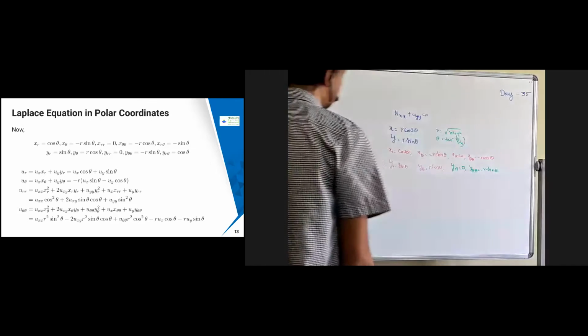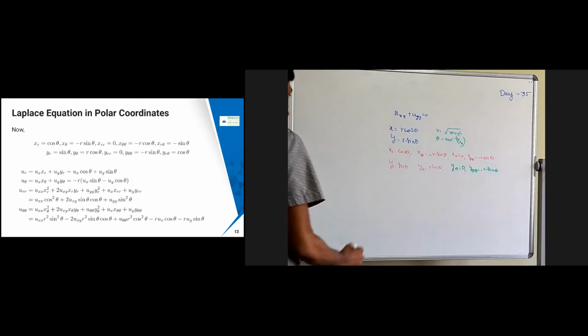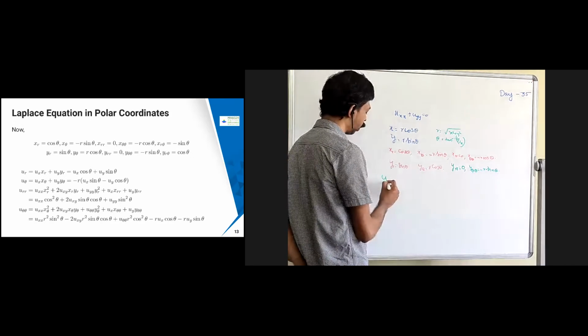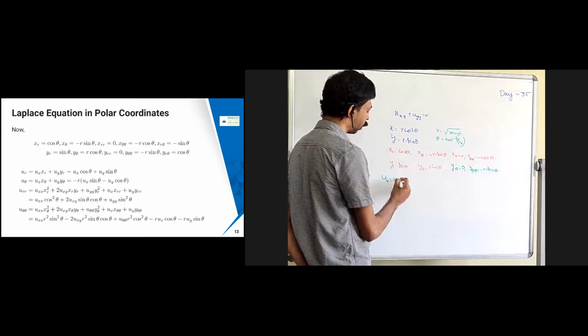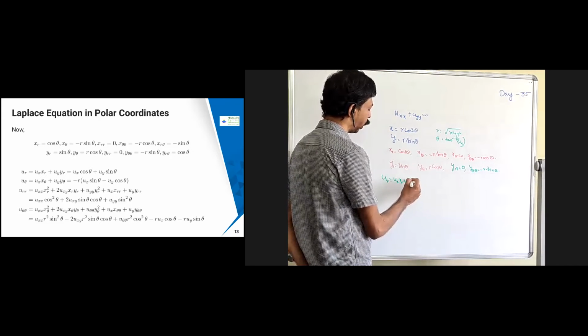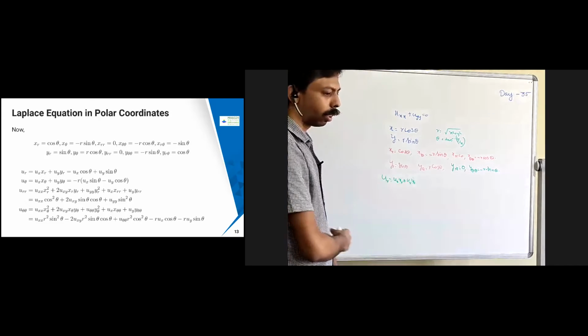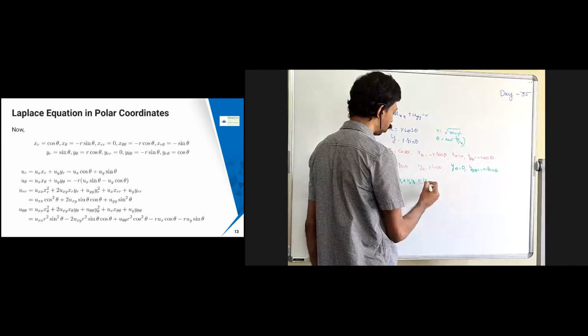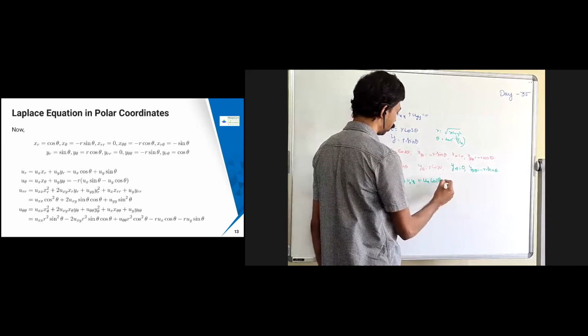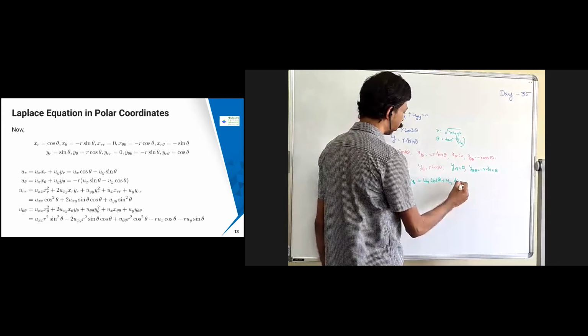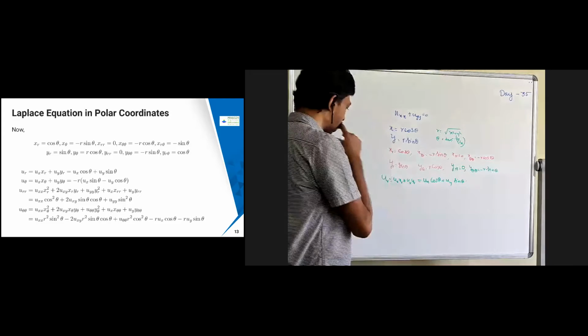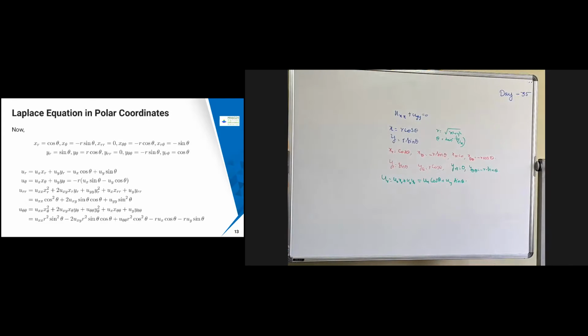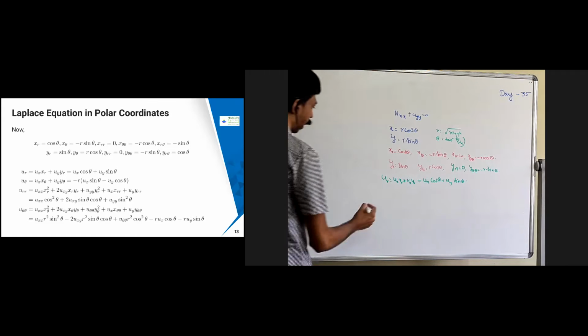So u_r is nothing but u_x x_r plus u_y y_r. So u_x into x_r is u_x into cos theta plus u_y into sin theta. Now I don't require u_theta mostly, so I just keep that, but I have calculated it, and it may not be required for our computation. So we'll go for u_rr directly.